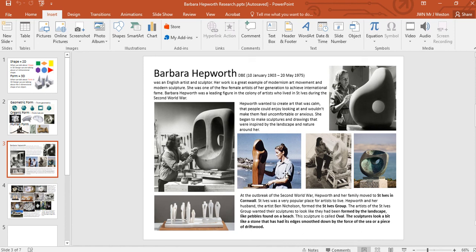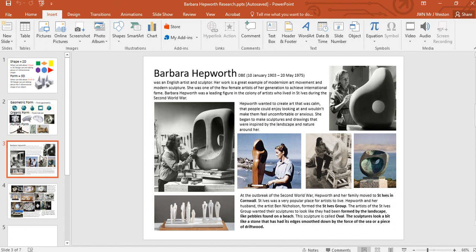So when we're talking about form with her work, we're talking about organic form. We could also be talking about human form, because as with this sculpture in the middle here, some of her sculptures do take on human form, as is with the sculptures down here in the bottom left as well.